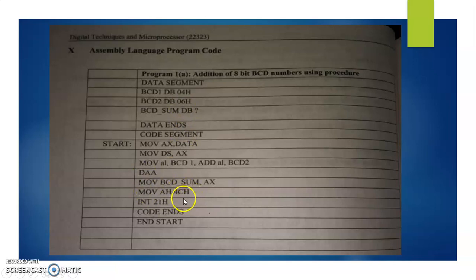The final output will be in the BCD sum. So AX moves to BCD sum. And then the code ends. That is not important to write for CH; this is for counter purpose, increment. Then the code will end and then the program will end. This is for 8-bit BCD. You can see this is a program.